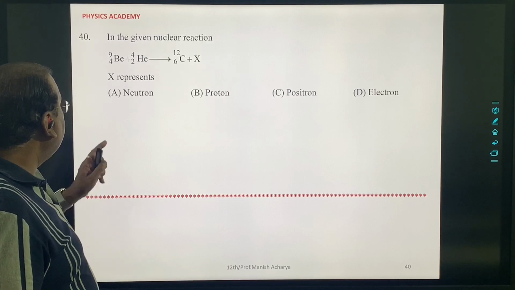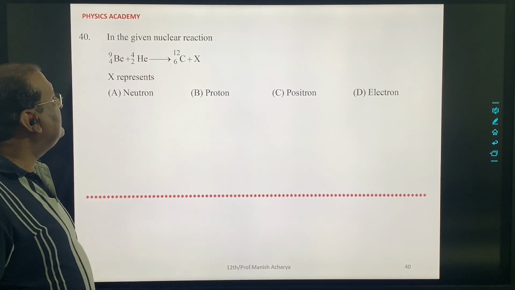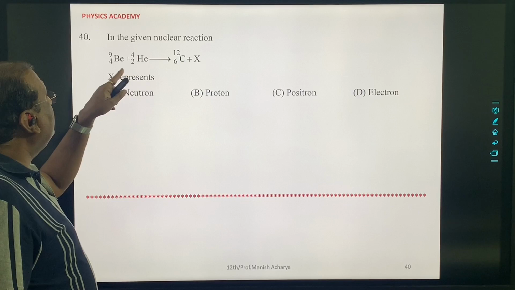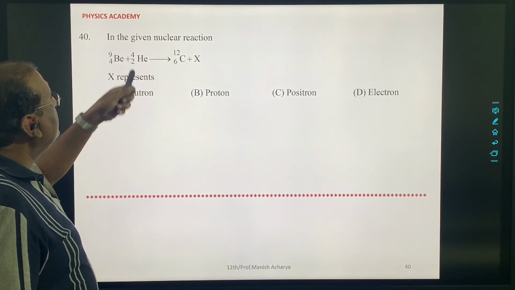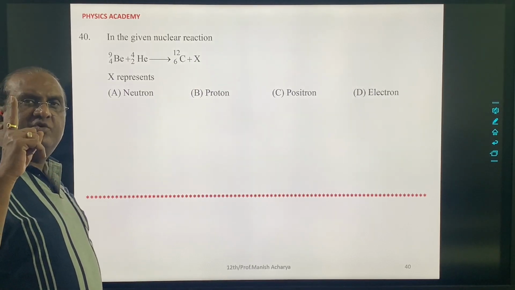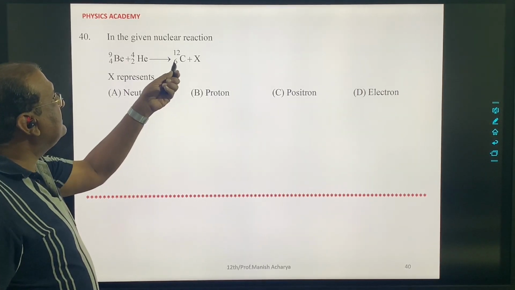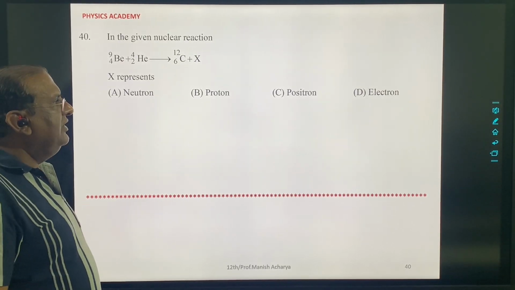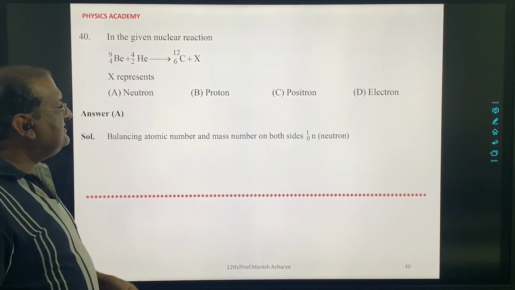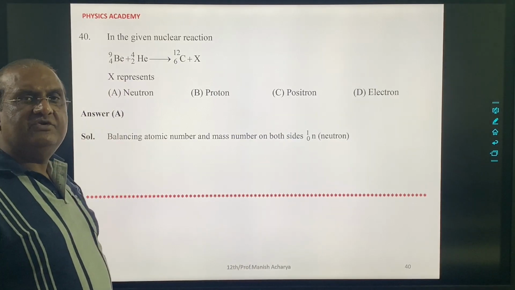Now question number 40. In the given nuclear reaction, 4Be9 plus 2He4 gives you 6C12 plus X. Here X represents what? Now, as per the conservation of atomic mass number and atomic number, 9 plus 4, so atomic mass number on the left hand side is 13, on the right hand side 12, means for X it should be equal to 1. Now atomic number 4 plus 2, means total Z value is 6, on the right hand side it is 6, means for X it is 0. So here X is the neutron particle, because for a neutron the atomic number is 0 and the mass number is 1. Clear? So now the paper is completed.